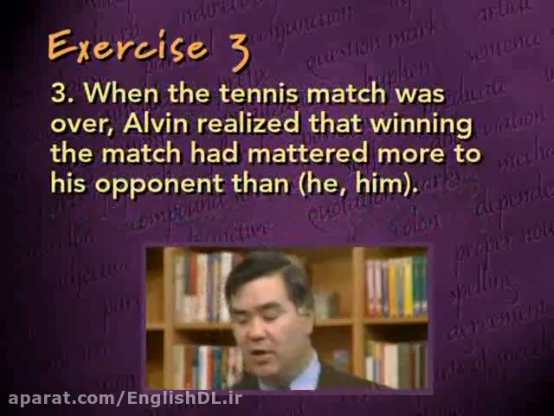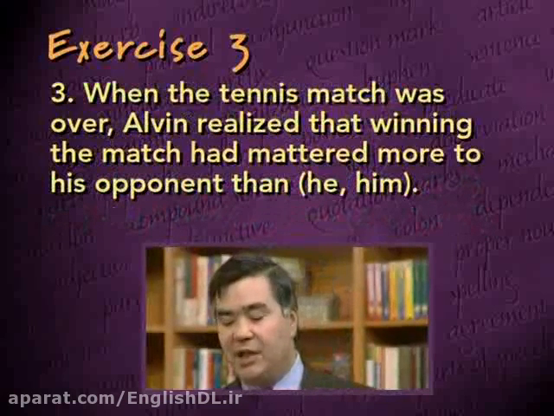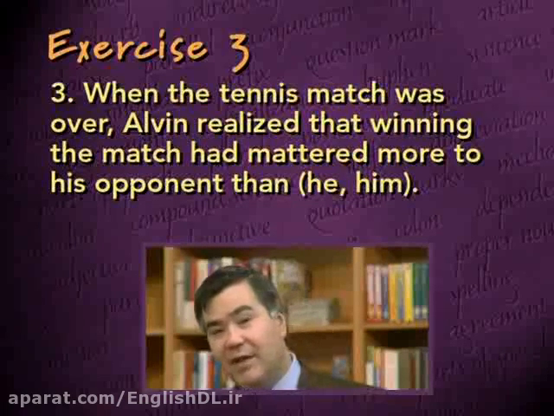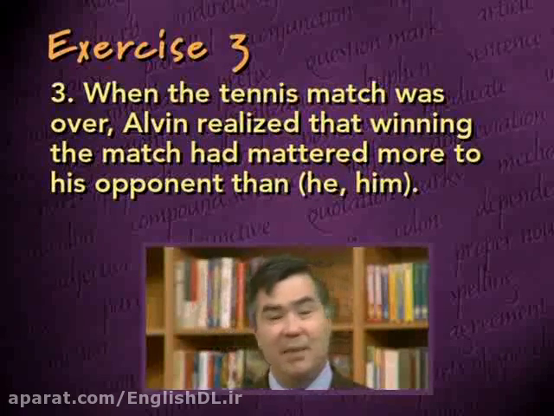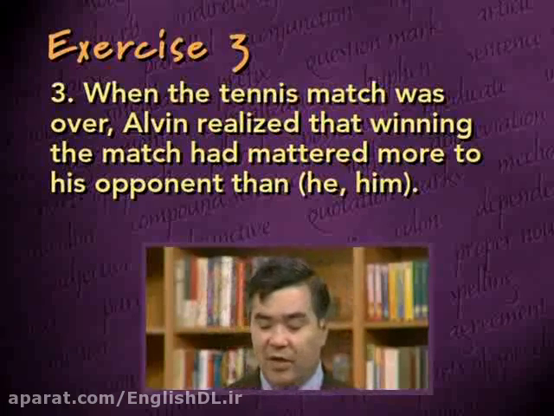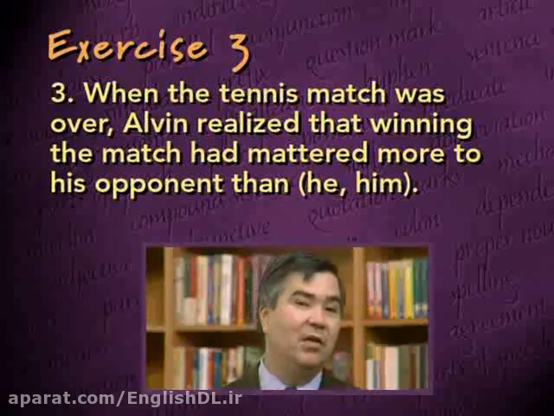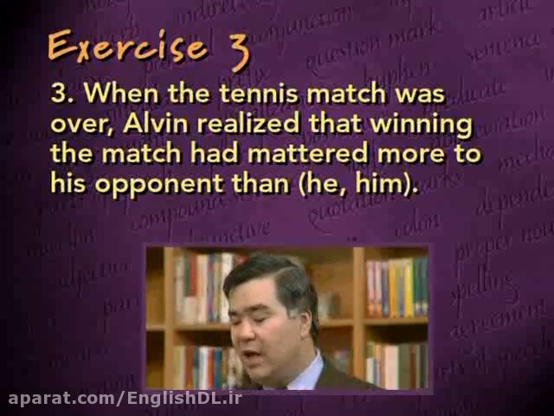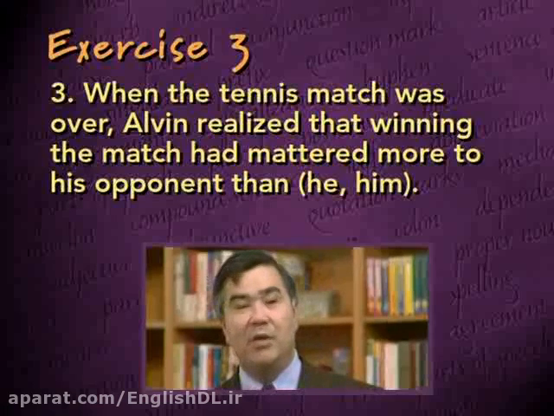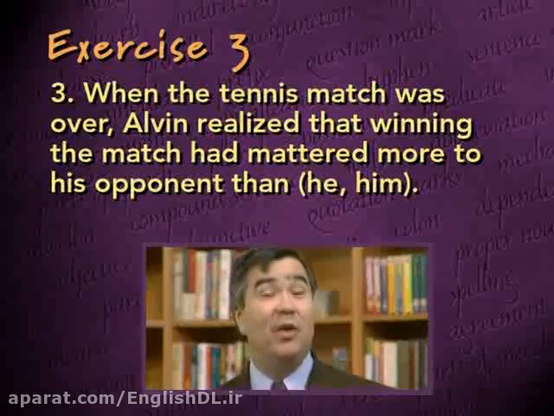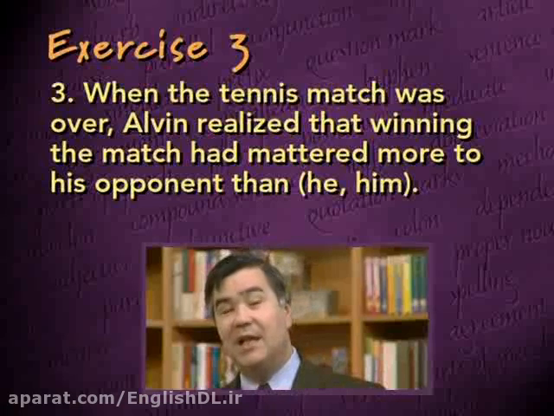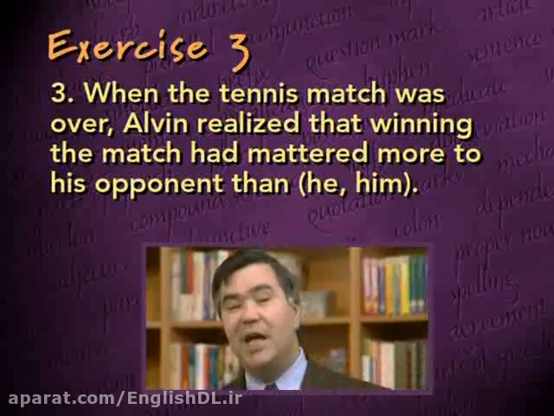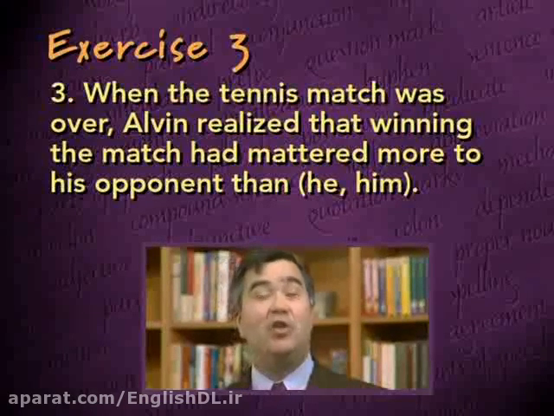When the tennis match was over, Alvin realized that winning the match had mattered more to his opponent than he or him. Again, we have an elliptical clause at the end of the sentence, beginning with "than." And in order to know whether he or him is correct, we need to complete the clause and see what it's actually saying. When the tennis match was over, Alvin realized that winning the match had mattered more to his opponent than it had mattered to him. That's what the sentence is really saying, that his opponent cared more about winning the match than Alvin did. So winning the match had mattered more to his opponent than it had to him.